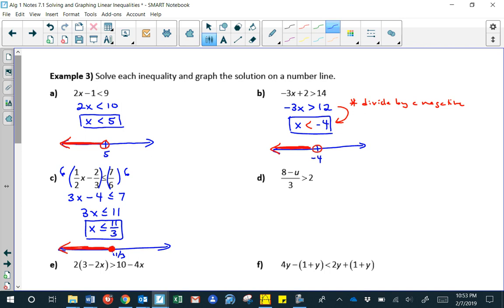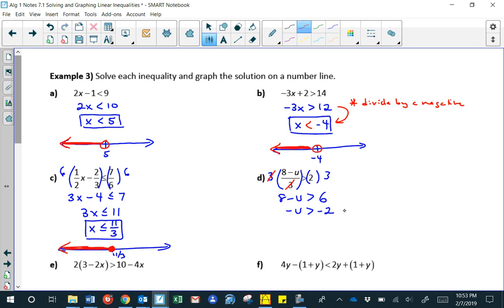In our next inequality, we can clear the fraction by multiplying both sides by 3. That will undo our division on the left side, and the result will be 8 minus u is greater than 6. Subtracting 8 from both sides, we'll get negative u is greater than negative 2.